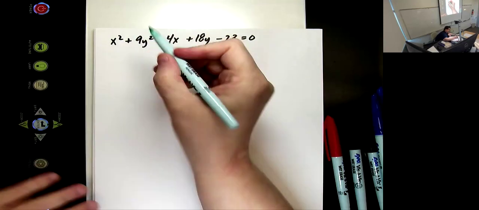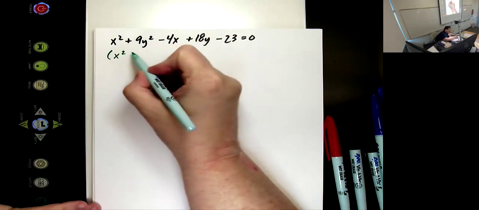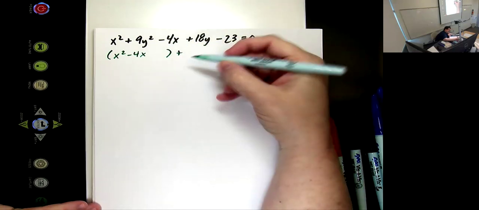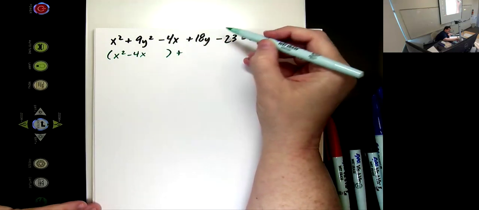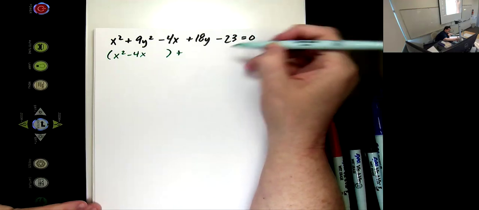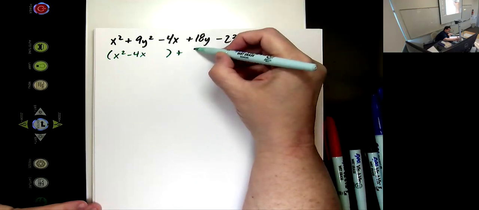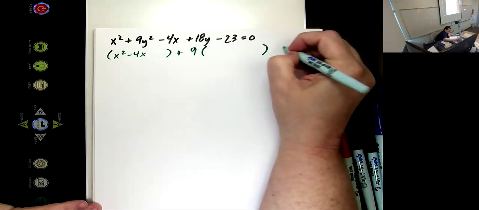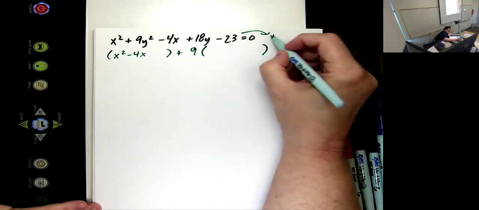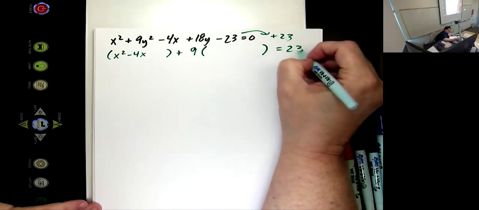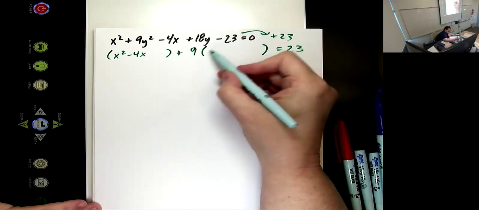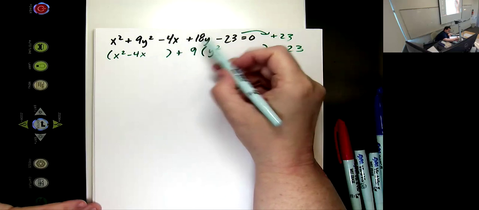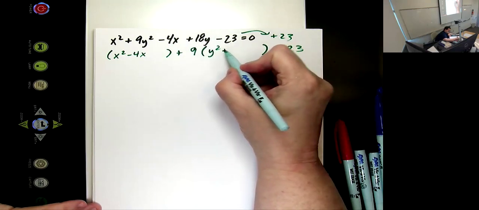So let's start grouping this stuff up. I'm going to put the 4x with the x squared. I'll leave a little gap. And we're going to do the 9y squared with the 18y, but I want to factor out the 9. And I'm going to move the 23 to the other side by adding. If I factor the 9 out of the 9y squared, I get a y squared. If I factor 9 out of 18, I get 2.